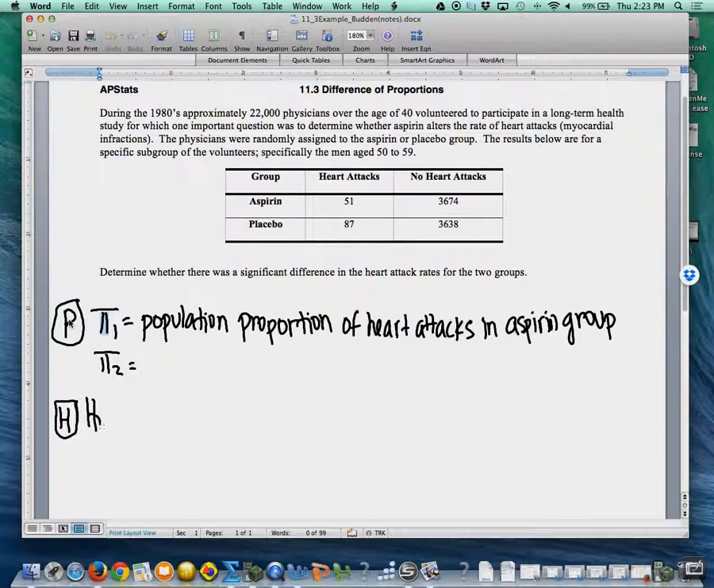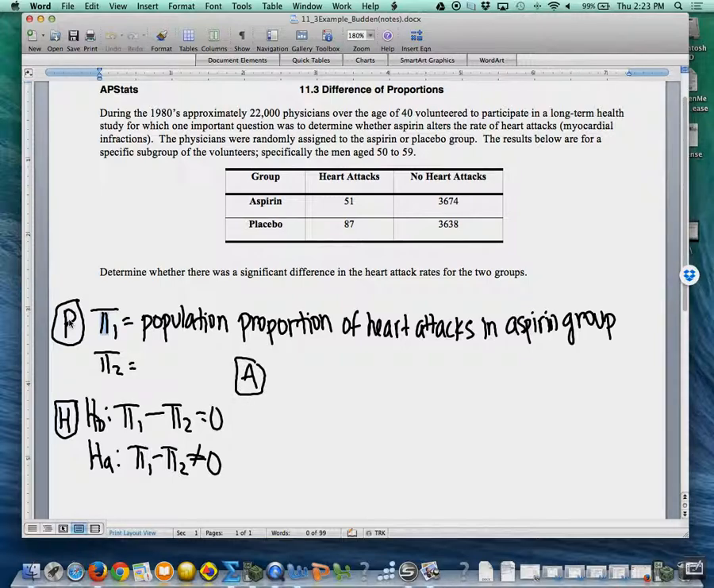Next is H. Your null and your alternative are going to be pretty similar, except instead of mu 1 minus mu 2, you're going to have pi 1 minus pi 2. 99% of the time, that's going to equal 0. And then we want to know, is there a difference? It doesn't tell us which way that difference goes, so we're testing not equal to 0. You still have to tell me what this means in words. So our null in words tells us that there is generally no difference in the heart attack rates for the two groups, versus yes, there is a difference in the heart attack rates for the two groups.